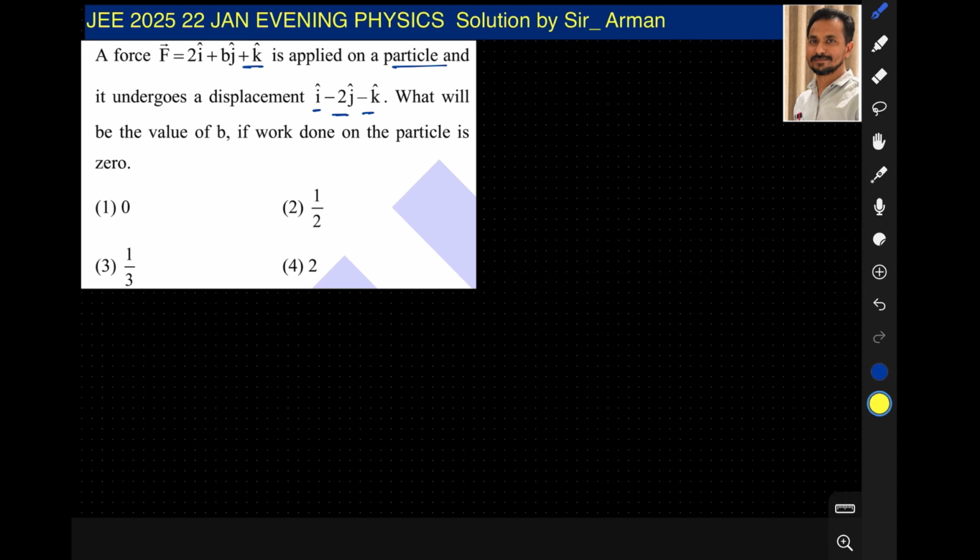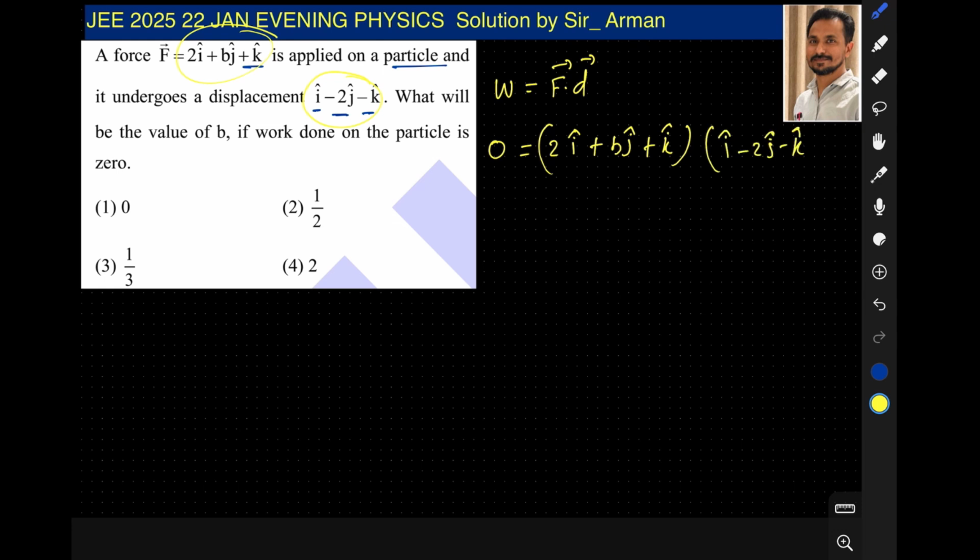तो हमें ये पता होना चाहिए कि फोर्स डिस्प्लेसमेंट और वर्क के बीच में क्या रिलेशन है. तो we know that work is equal to the dot product of force and displacement. Now here the work done given is 0, तो work done equal to 0 कर दिया. अभी जो F है और D है डिस्प्लेसमेंट, उसका डॉट प्रोडक्ट लेके equal to 0 करना है. तो 2i cap plus Bj cap plus k cap, इसका डॉट प्रोडक्ट करना है हमें डिस्प्लेसमेंट के साथ i cap minus 2j minus k cap.